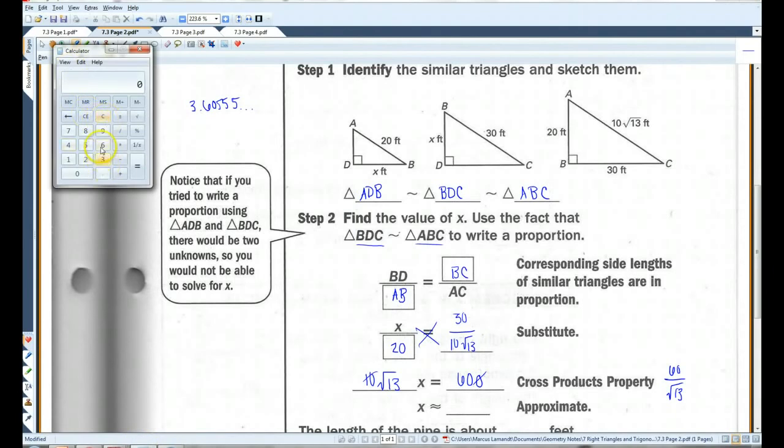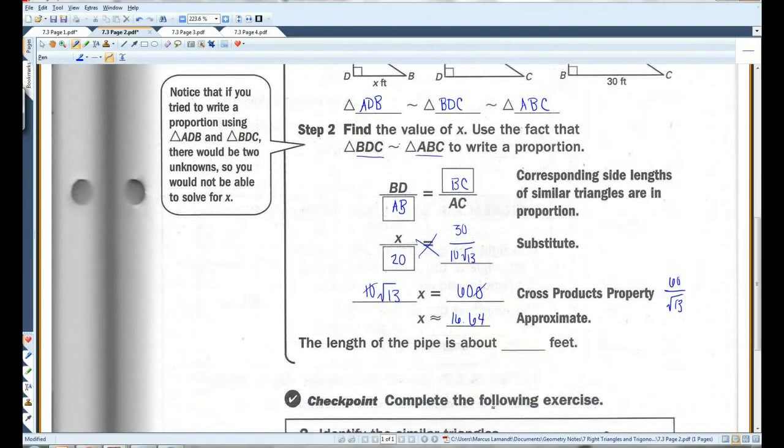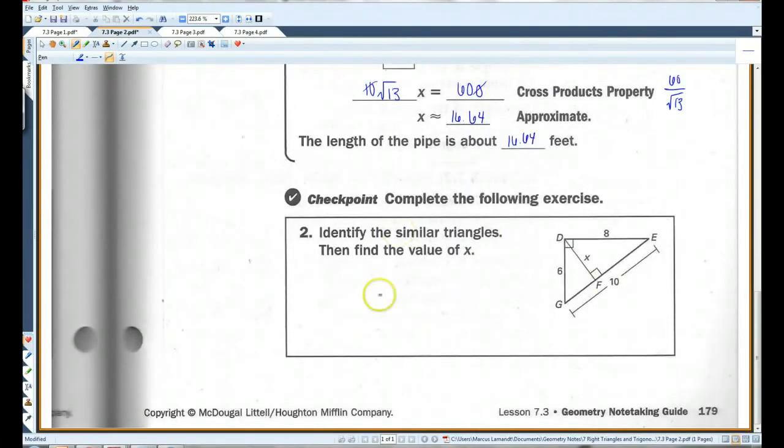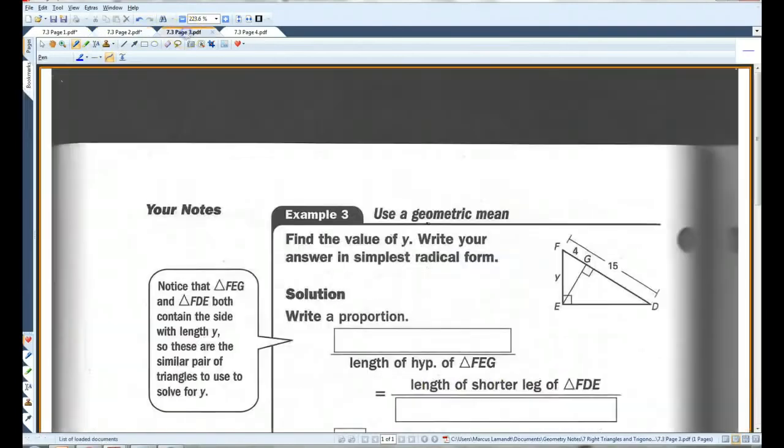So 60 divided by 3.60555, close enough, 16.64. So x is approximately 16.64. The length of the pipe is about 16.64 feet. Alright, you guys go ahead and try this one. Let's go on to page 3.